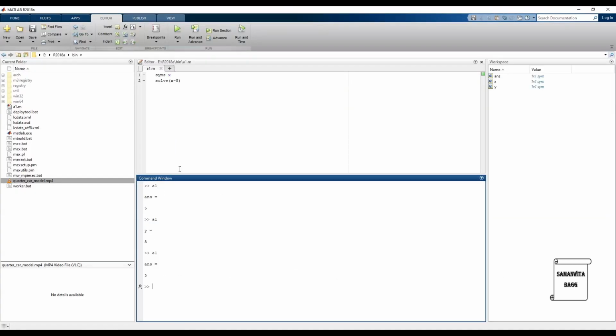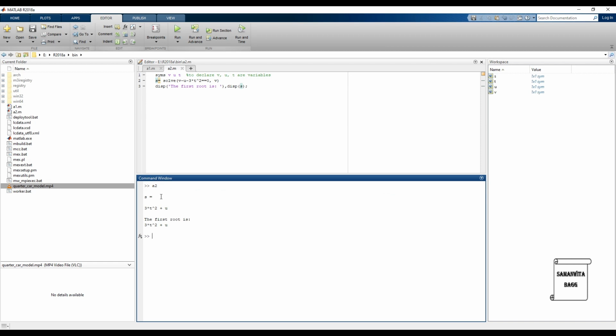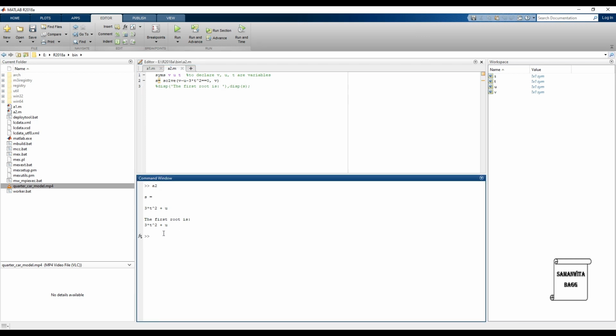Let's take this code to MATLAB now. I'll save this as A2. So once I run this file A2, I'll get S is equal to 3t square plus u. And if you also want to write the solution as the first root is in that form, you can display like this. Now, in either case, suppose I don't want to see this line, I can just put a percentage sign and run it once again. I will only get S is equal to something.